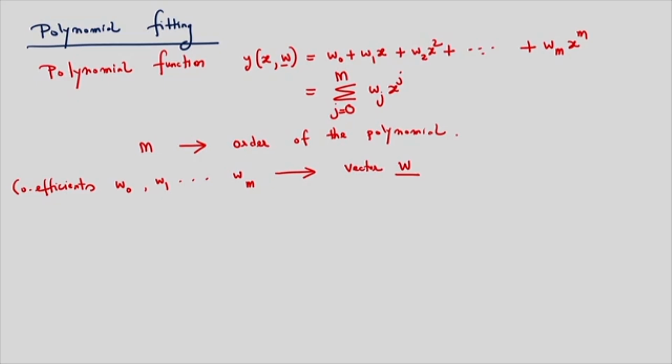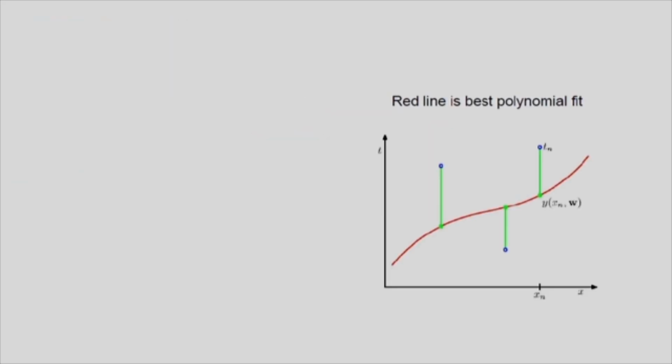So now let us discuss what polynomial fitting is, because for polynomial fitting we have to minimize an error, which is the sum of squares of the error between the predicted value for each of the data points and the target value. So that error we have to minimize. Here you can see the red line is the best polynomial fit, and we have shown the data points, where t is the target value and x is the observation.